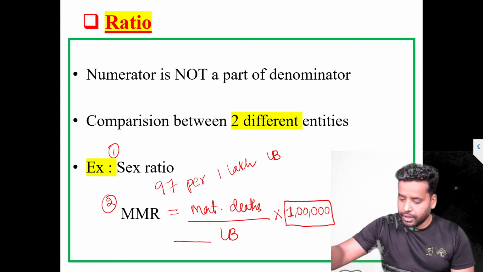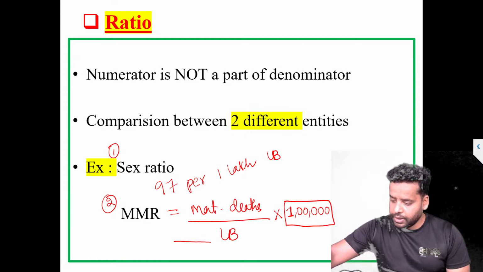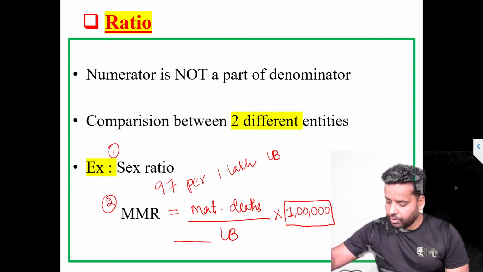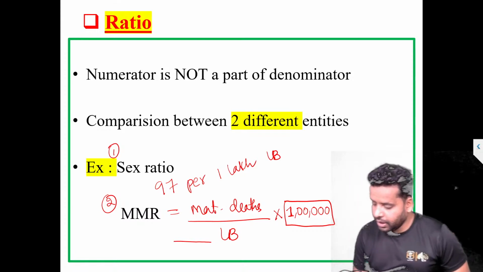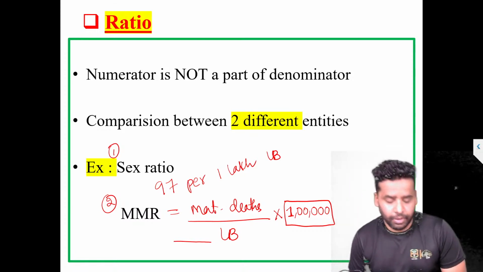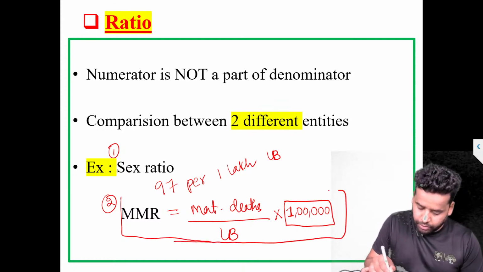Yes, correct. What is the recent maternal mortality ratio of our country? Answer my question. 97. What is the unit? Per 1 lakh live births. So this is the recent MMR of our country.